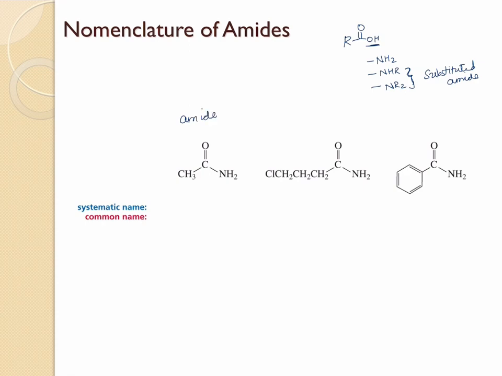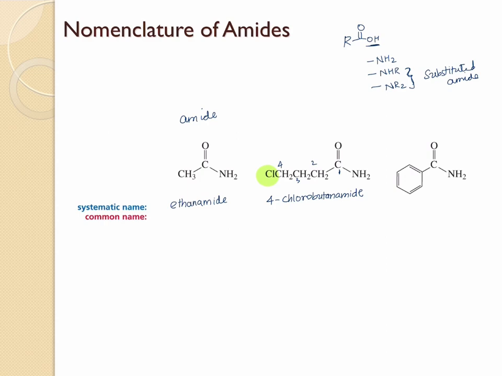Now for the first compound, you do have two carbons, and therefore it's conveniently called ethanamide. Ethane plus amide, ethanamide. And for the second compound, we have 1, 2, 3, 4 carbons, so this should be a butanamide. But we do have a chlorine present on the fourth carbon. Since we have a chlorine on the fourth carbon, this should be called 4-chlorobutanamide. Make sure that you put all these together.